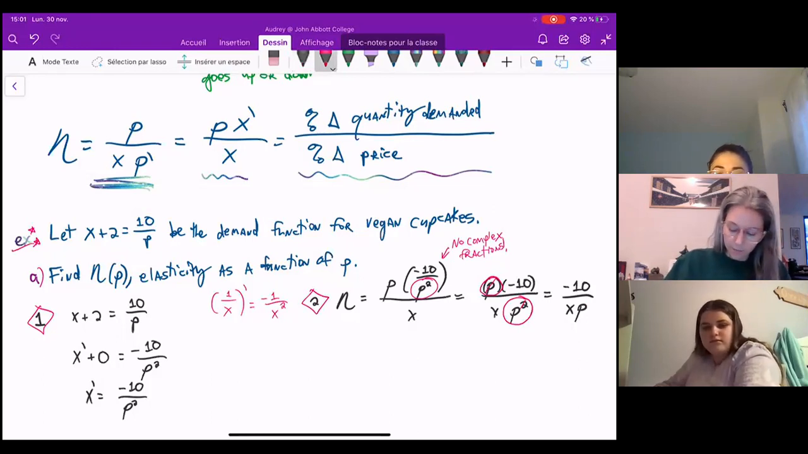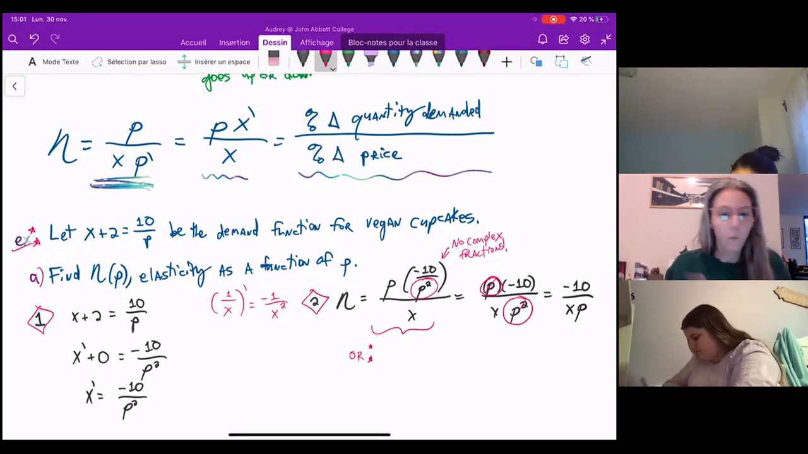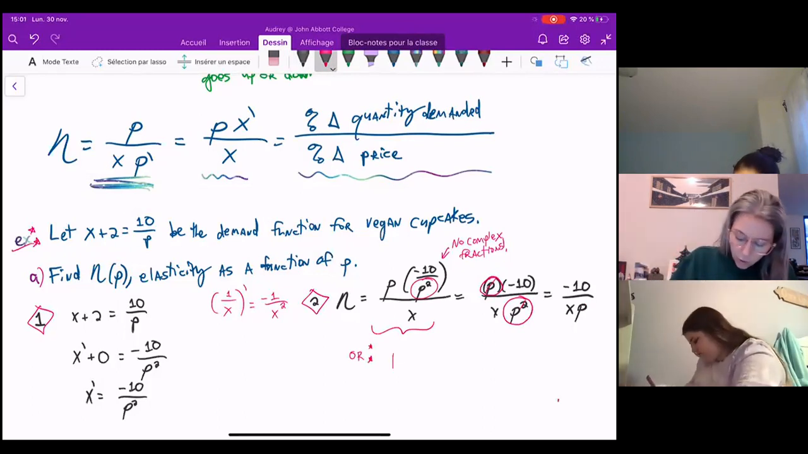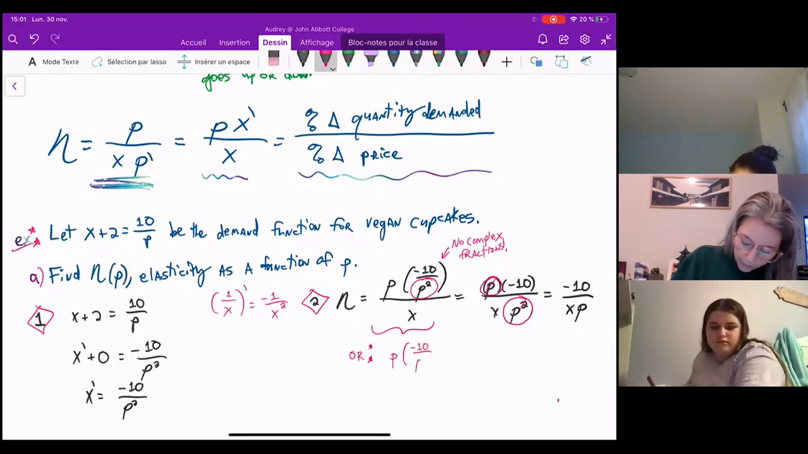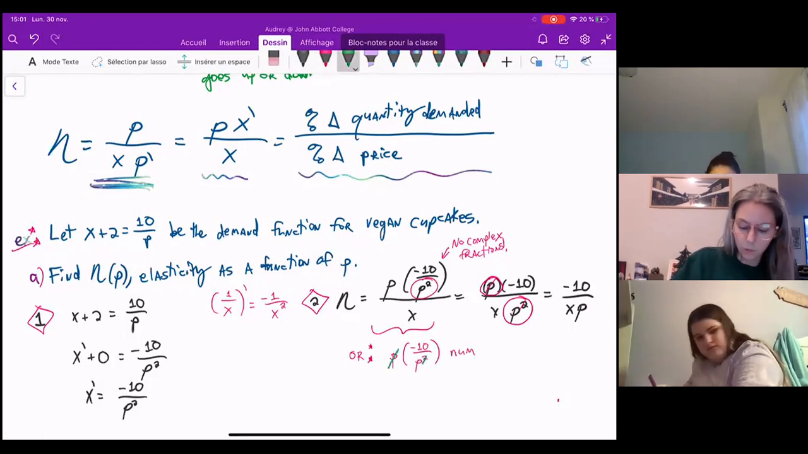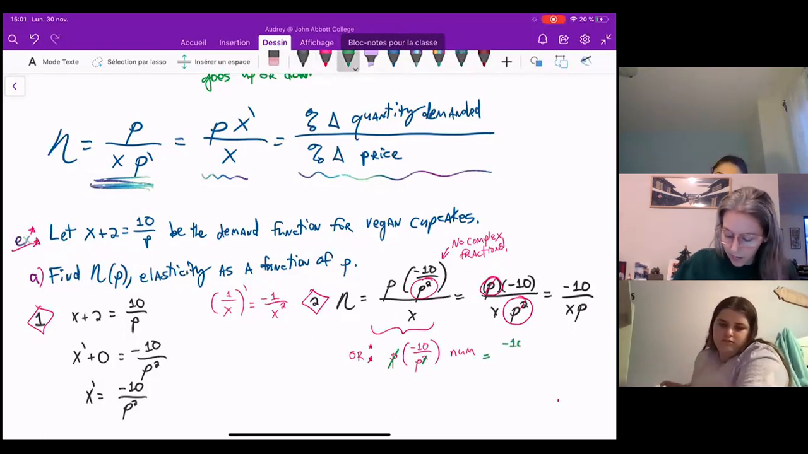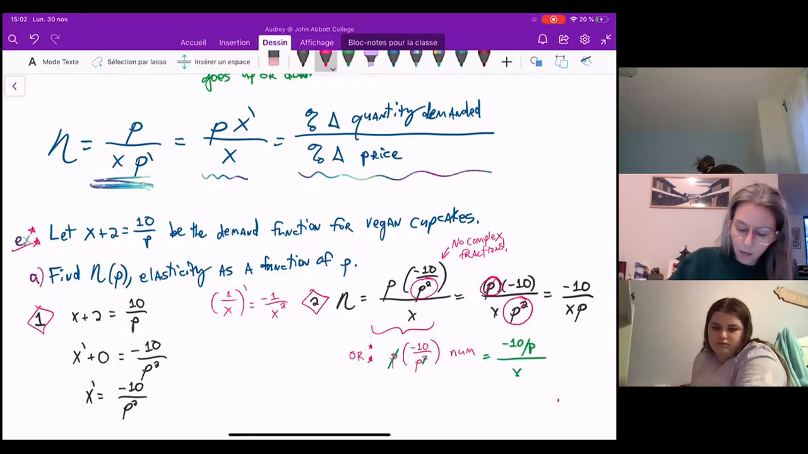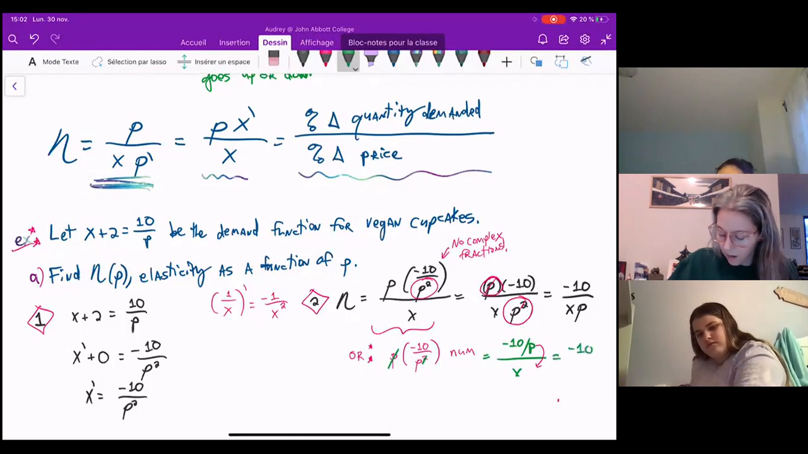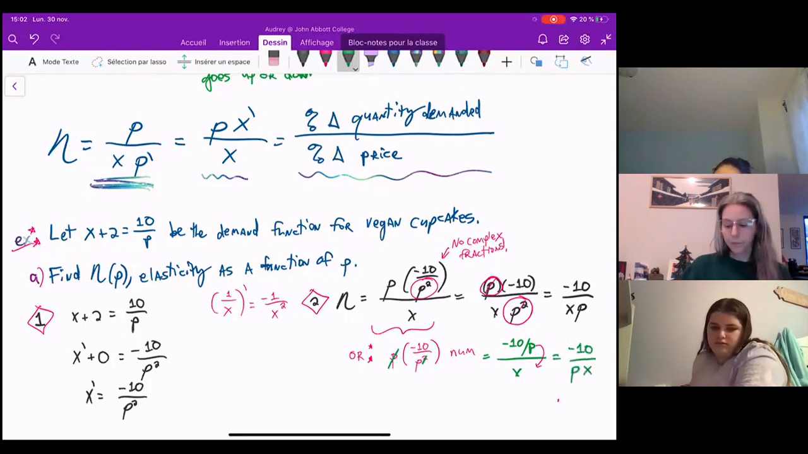Now another thing that I could have done, just to get you guys comfortable with thinking about algebra in different ways, so that you have whatever way is the best way for you. Here in the numerator, I have p times negative 10 over p squared. I can cancel out one of those p's as well. So this equals negative 10 over p, all over x. But again, this p is moving down to my denominator. So this is negative 10 over px, and I end up with the same thing, just in a slightly different way.